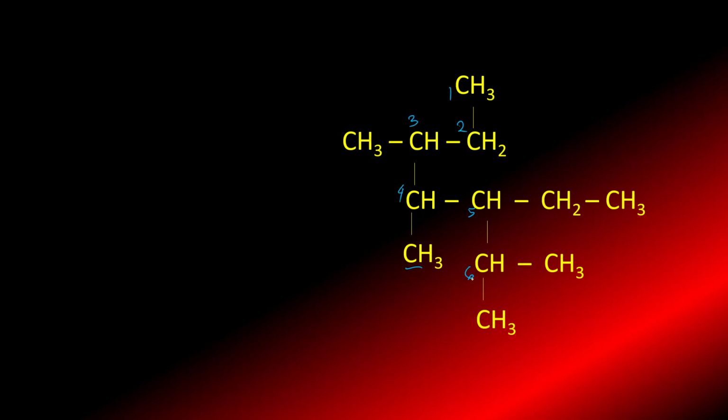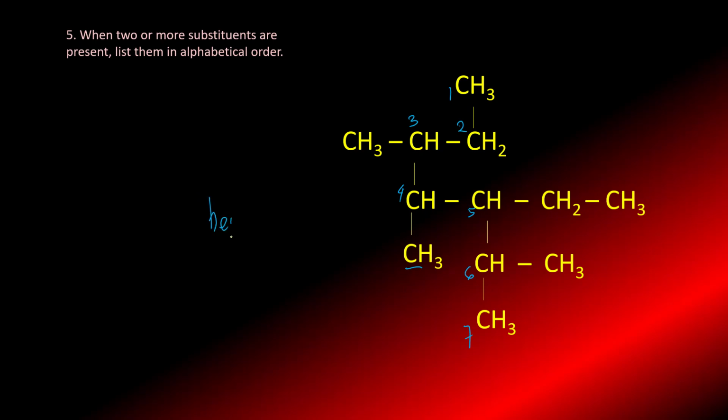Go down, 6 and 7. Then what we have here is that the longest chain has 7 carbons. The 7 carbons, remember, give the name. The name is heptane. So put the name here before we continue with the next step.